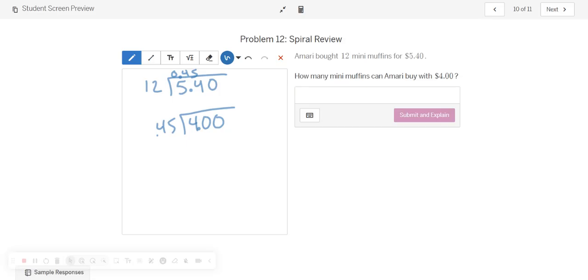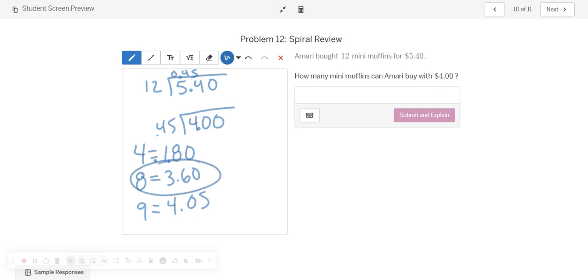If I can get 4 muffins for $1.80, I put the decimal point in totally the wrong spot. 4 muffins equals $1.80. Then I can get 8 muffins is going to equal $3.60. I just multiplied by 2. But then 9 muffins, if I added 45 more cents, would be $4.05. So that's too much. So they just kind of wanted you to play around with the numbers and see how it works to get that you can get 8.